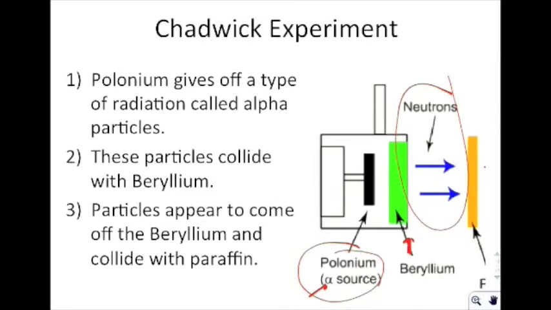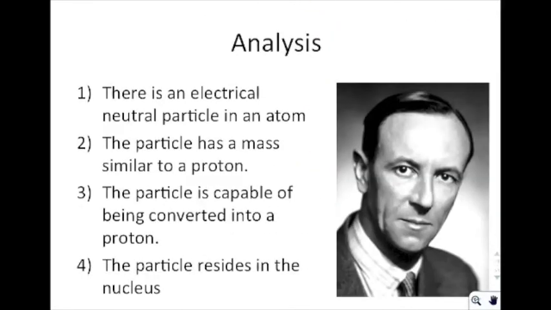So whenever these neutrons came off, they set it up to where they wanted to figure out what these things were. And so they set up something called paraffin wax that's right here. These neutrons collided with the paraffin wax and actually turned into protons and electrons. So at that point, they got the idea that neutrons consist of a proton and an electron kind of combined. And so that gave the essence that it's a neutral particle because you have a positive and a negative that cancel each other out. Okay, so now we know the particle has a mass that's similar to a proton. We know that the particle is capable of being converted into a proton and that it resides in the nucleus. And this is Chadwick right here.